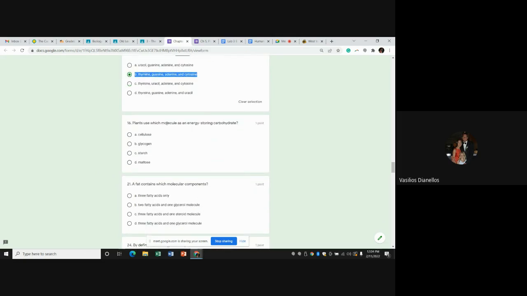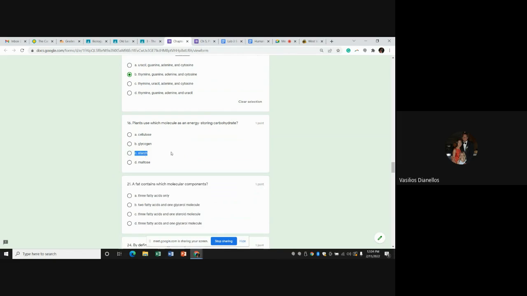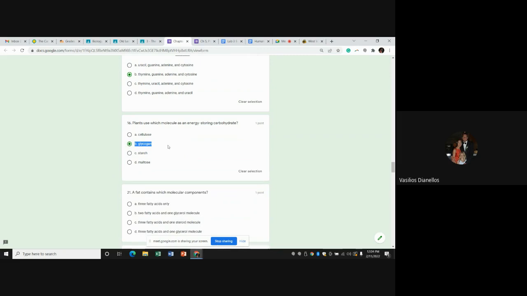Plants use which molecule as energy storing carbohydrate? You should know this. The answer is starch. Remember, starch is used to store energy for plants, unlike glycogen, which is used to store energy for animals. And that question might ask that instead: animals use which molecule as an energy storing carbohydrate, in which case the answer would be glycogen.